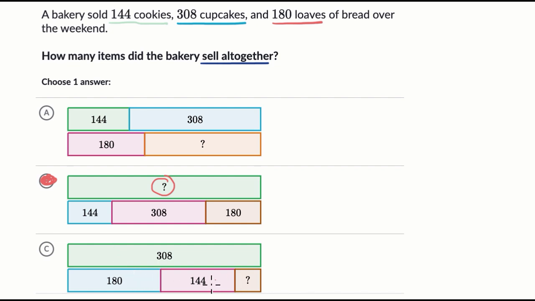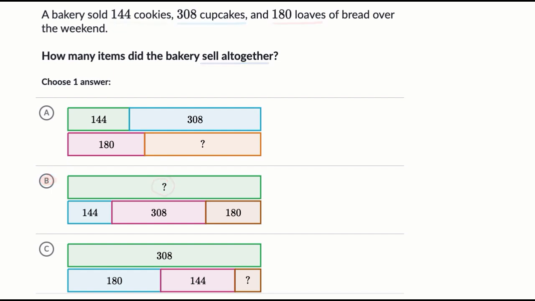Now let's just make sure this one doesn't make sense. This one is saying, if I have 180 and 144 and something else, what is the something else to get to 308? We're not trying to get to 308. 308 is the number of cupcakes. We're trying to get the total. So once again, we want to go with choice B.